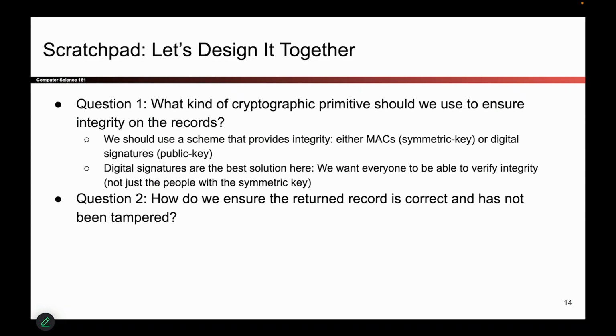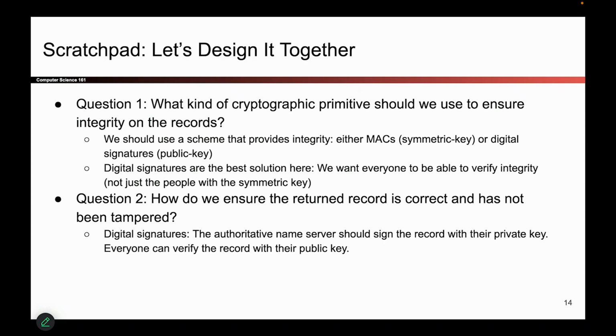So remember, with digital signatures, one person with the private key can sign, and everybody else can use the corresponding public key to verify. So a natural person to give the private key to would be the name server. They're the one that creates the record, so they should have the private key to sign the record, and nobody else in the world should know that private key. However, the public key of the name server should be known by everybody so that everybody can verify the record, and that's how you use digital signatures. So we decided on a protocol to use, or a cryptographic primitive, and then we decided how to use it.